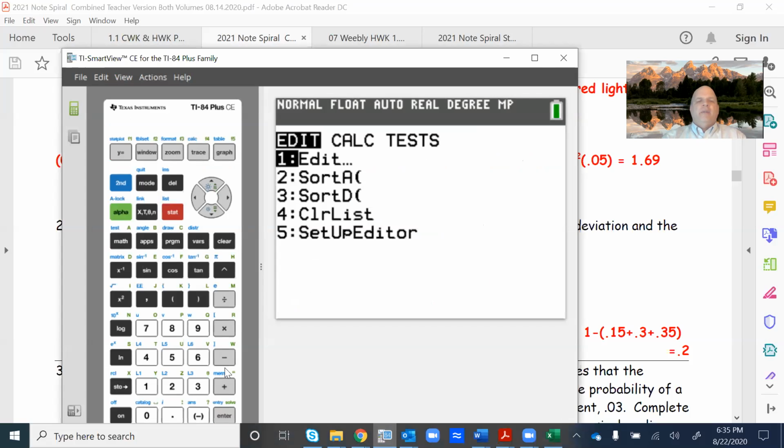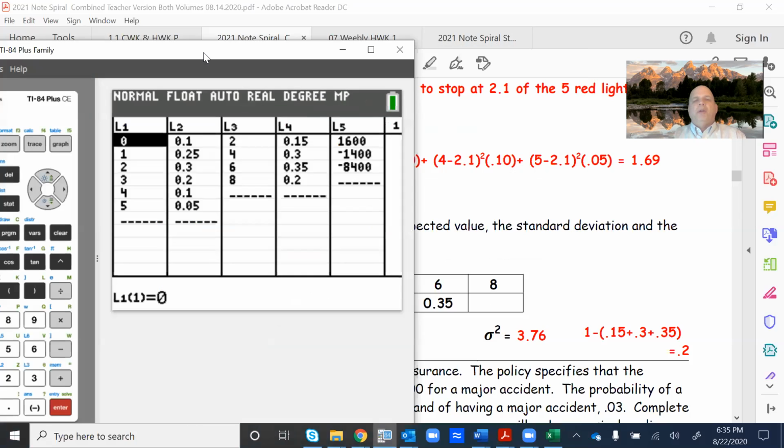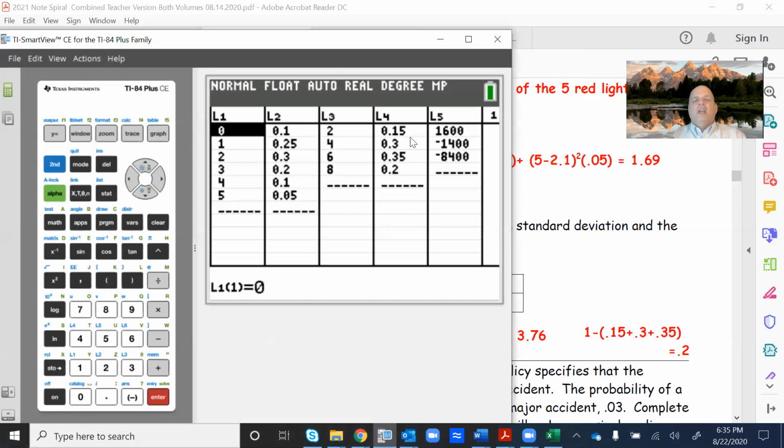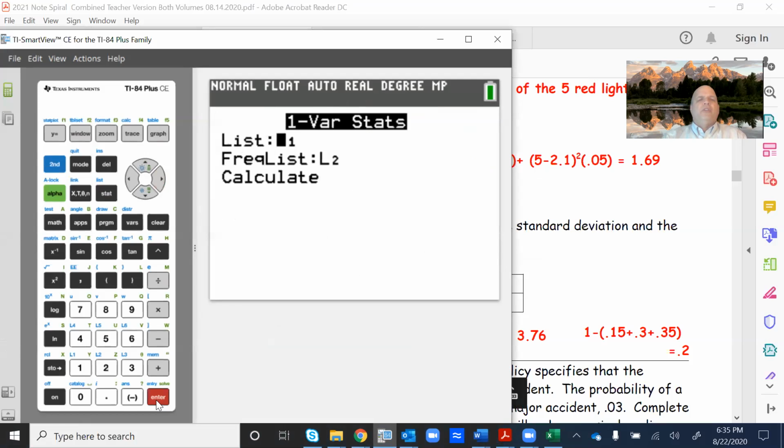So I'm going to go to Stat Edit, and I enter the data. So I have 2, 4, 5, 6, 8, and I put that in column L3, and in column L4, I put in the associated probabilities, including the 0.2 for the 8. Now, stat, calc, one variable statistics. Now my X list is in L3, so second followed by 3. Enter. And then second 4 for my frequencies.